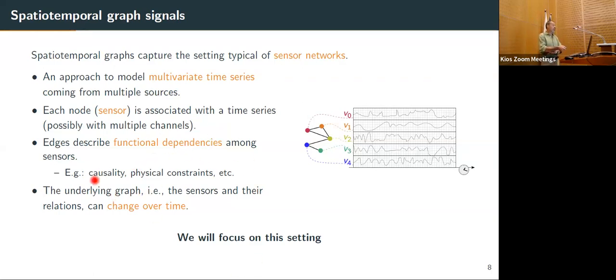Functional dependencies is also associated with causality, physical constraints, but the functional dependency is more than that. It is something that embraces everything of those aspects. Indeed, the sensors, the underlying graph can change with time. So everything can change with time. So we will focus on this, and I will assume that the process is stationary, say, time invariant.